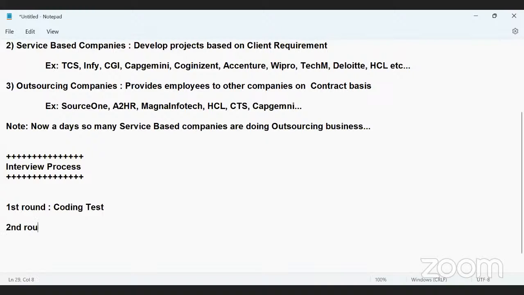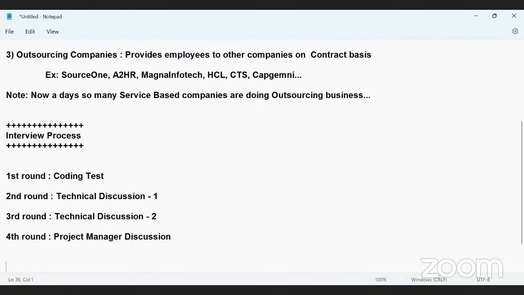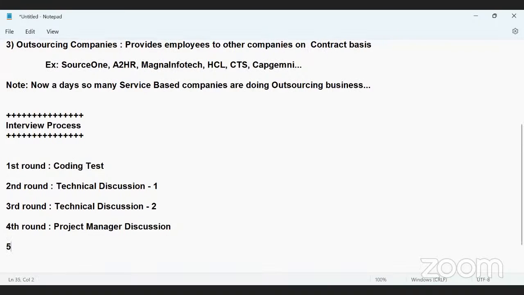When we go for the second round, a technical discussion will be available. Technical discussion one. In the third round also, technical discussion two will be available. Then in the fourth round, they will have a project manager discussion. Finally, the fifth round will be your HR round, the salary discussion.